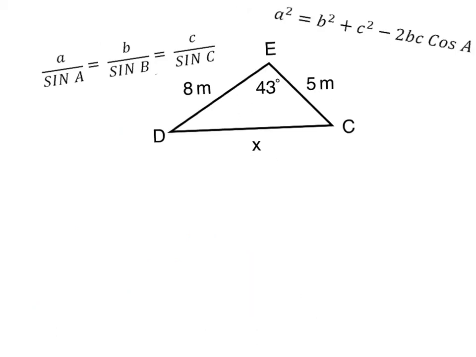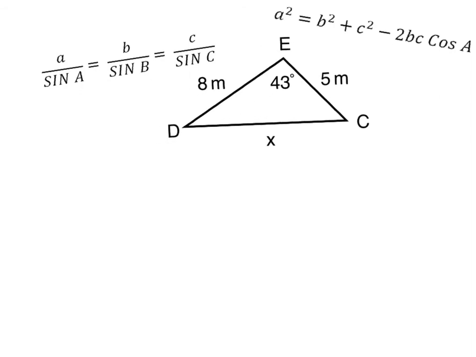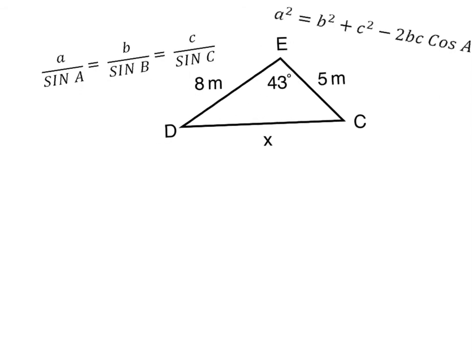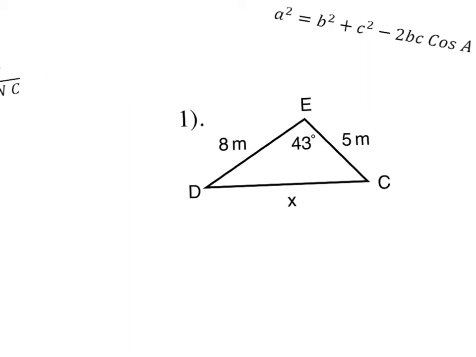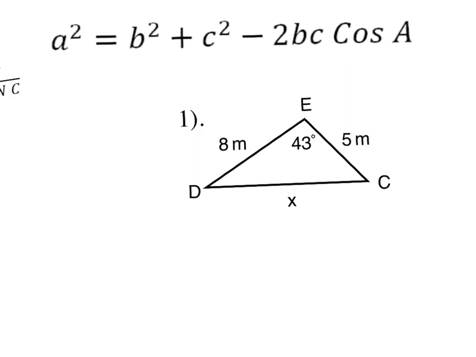Okay, second example. Here's my triangle. Am I using the sine or cosine rule now? You should see we've got a side, we've got another side, and we have the angle in between those sides. So it'll be the cosine rule. We'll get rid of the sine rule and we'll focus just on using this formula.